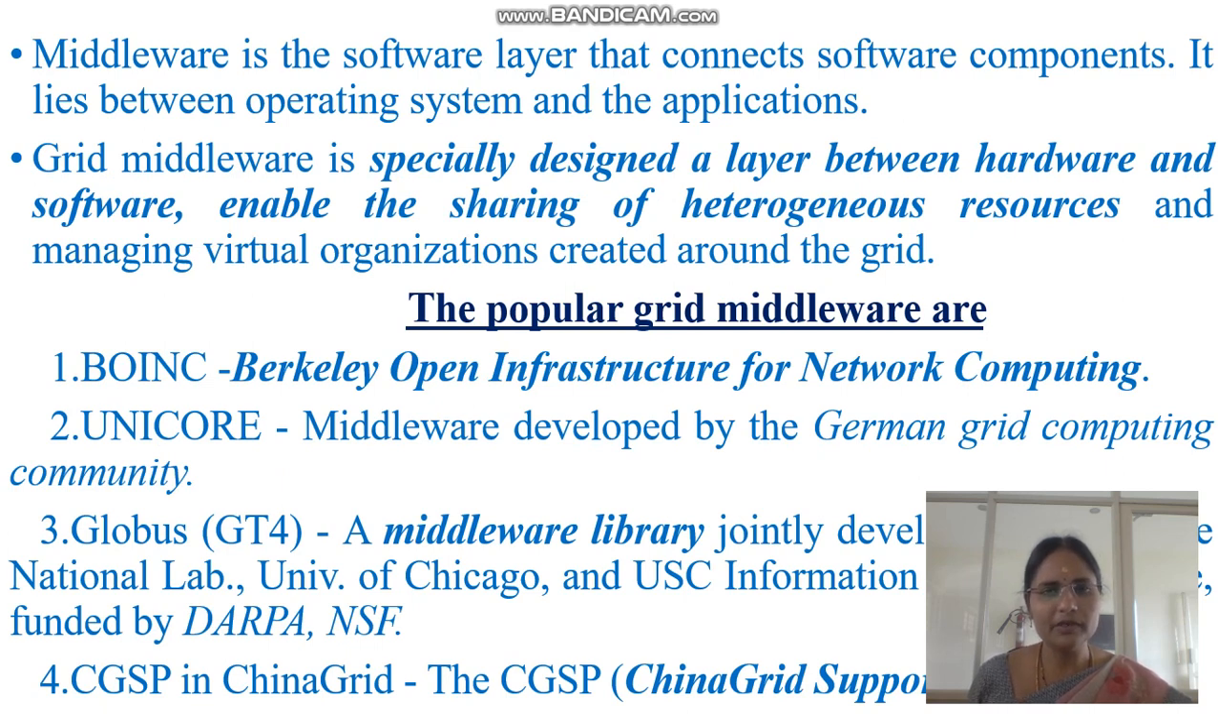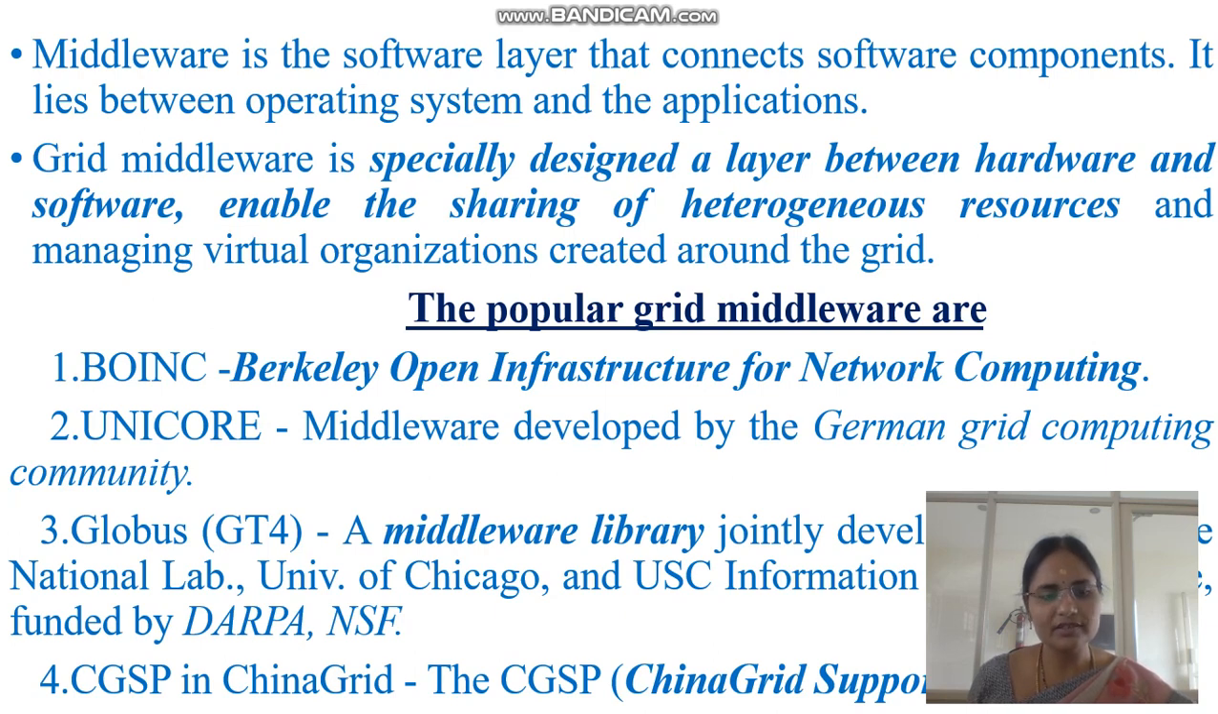A few of the popular grid middlewares which we frequently utilize are listed out here. The first one is BOINC, Berkeley Open Infrastructure for Network Computing. The next one is UNICORE, which is also a middleware developed by the German grid computing community. And here GT4, the most frequently used one, which we discussed just now, is a middleware library jointly developed by Argonne National Laboratory and the University of Chicago and some US funding agencies, funded by DARPA and NSF, the Defense Advanced Research Projects Agency and the National Science Foundation.